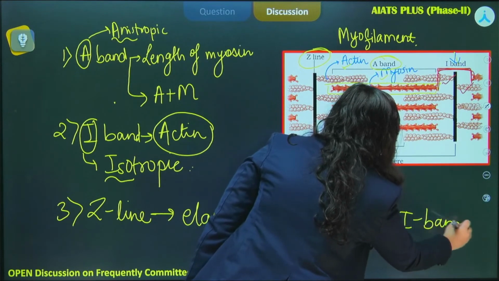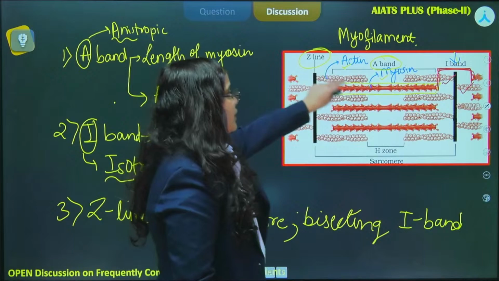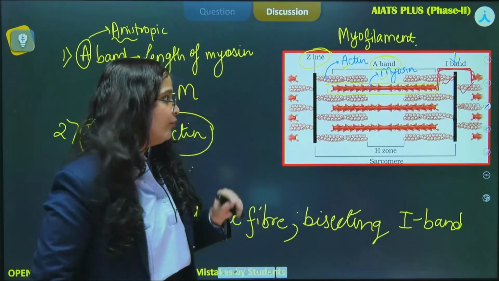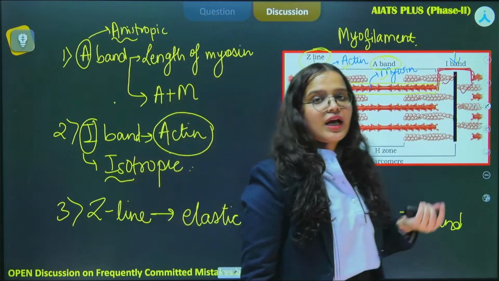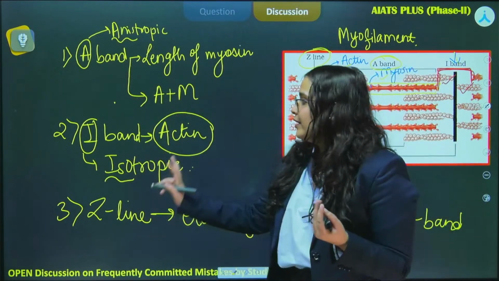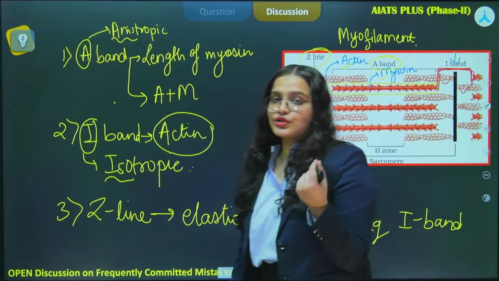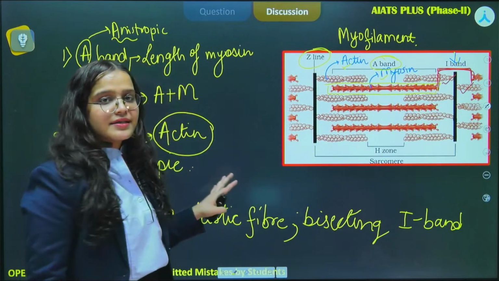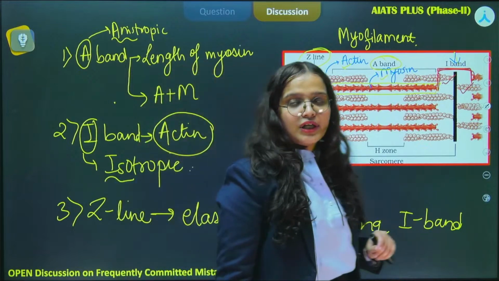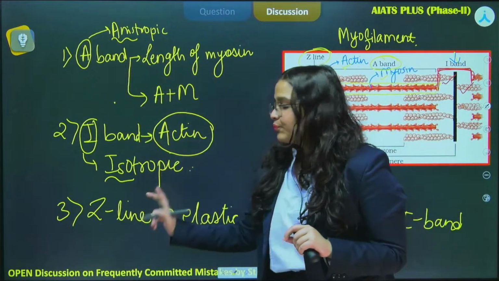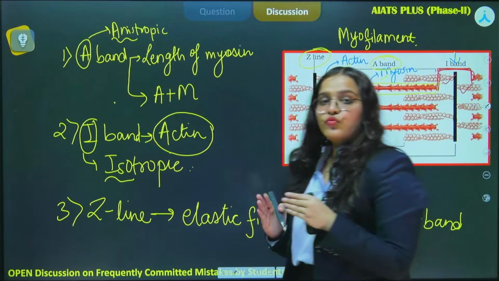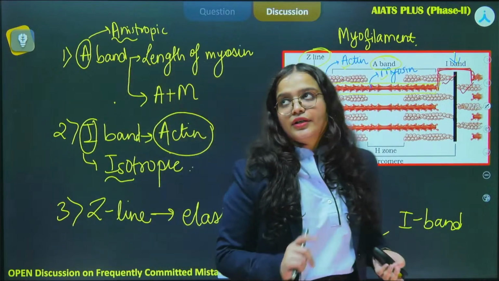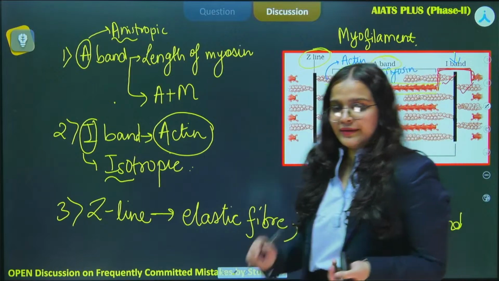So from these few words that you see, we get many questions when it comes to NEET exam, where you can be asked things like that I band constitutes actin or myosin or both. So we all now know the answer, that it is made up of actin only. And then further we can be asked that which line bisects the I band. So answer here will be the Z line. Okay.